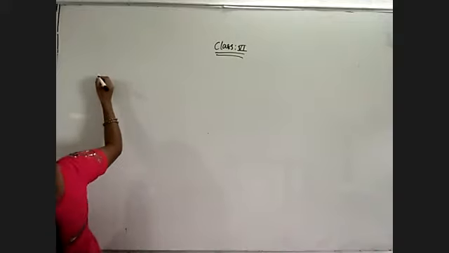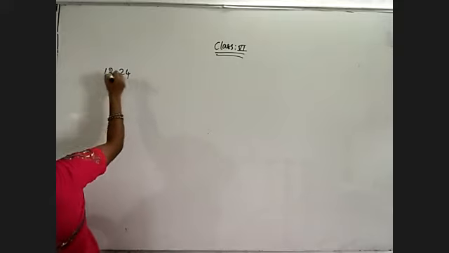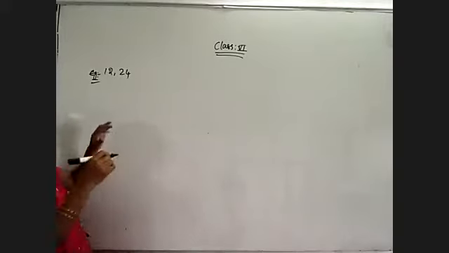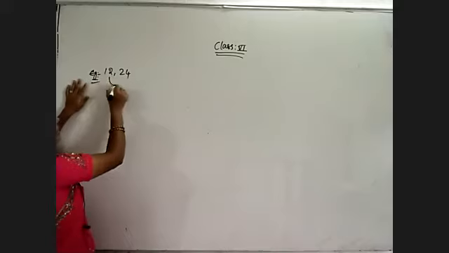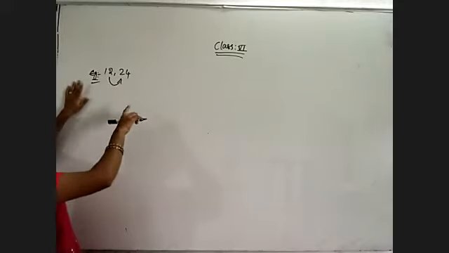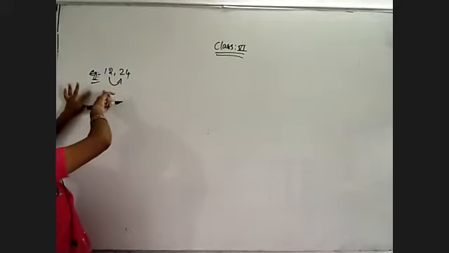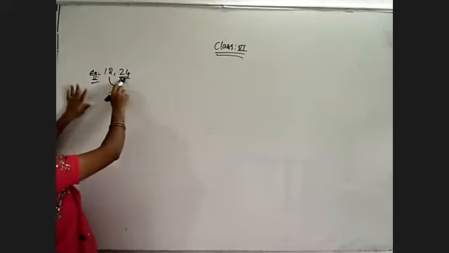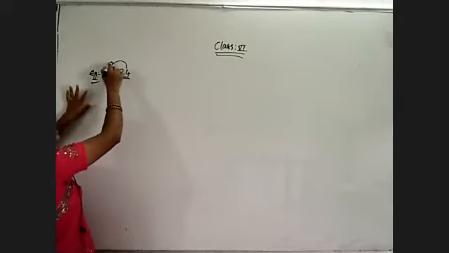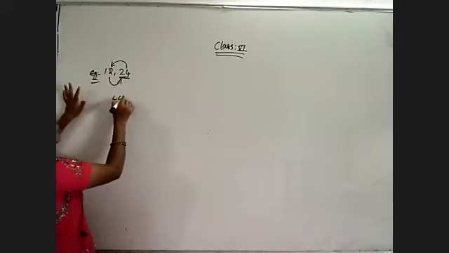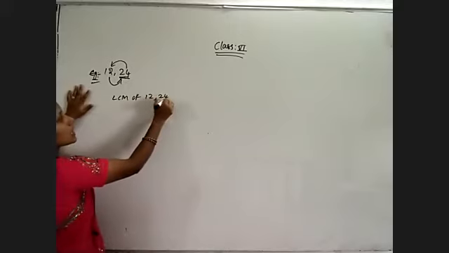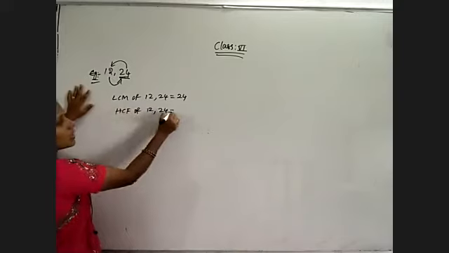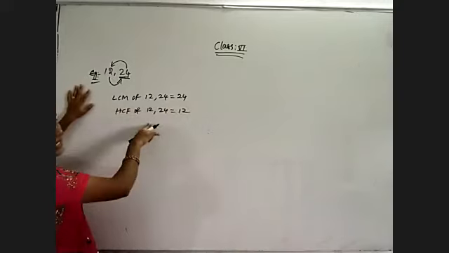Now I'm giving examples for this. For my first point, the example is 12 and 24. As I told you, if one of the numbers is a multiple of the other, then the greater one will become the LCM and the lesser one will become the HCF. Observe this: 12 twos are 24, so 24 is a multiple of 12. That means the LCM of 12 and 24 is 24 and the HCF of 12 and 24 is 12. The greater number is the LCM and the smaller number is the HCF.